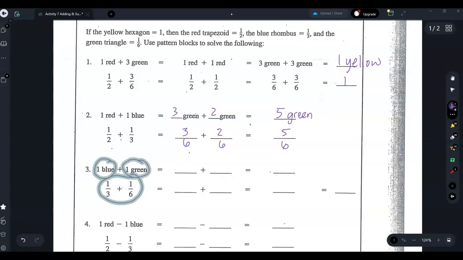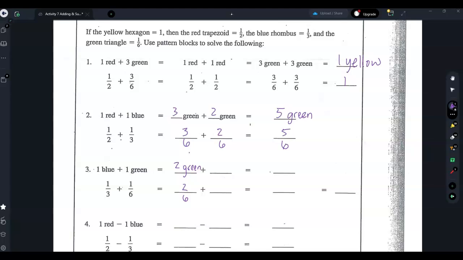And then since I can't add blue and green, I'm replacing the 1 blue for 2 green, which is really the same thing as 2/6. And then this is already green, so I'm just going to leave that alone. 1 green, which is equivalent to 1/6. And 2 plus 1, of course, is 3. So 2 green plus 1 green is 3 green. Or 2/6 plus 1/6 is 3/6.